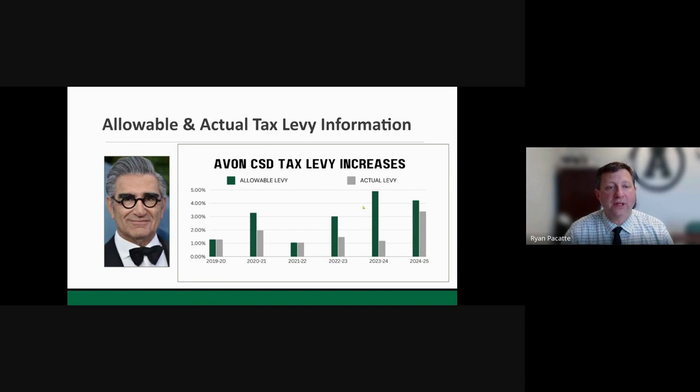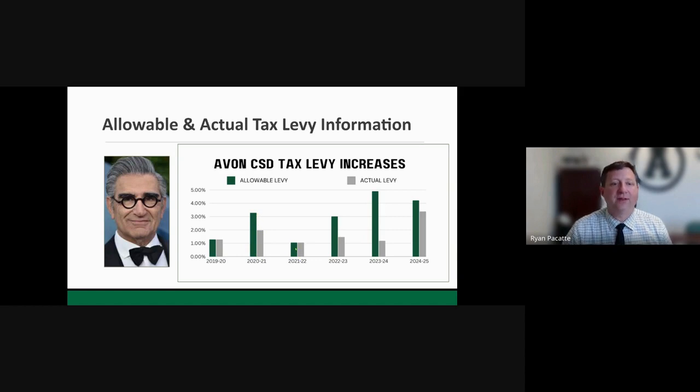Diving into the more specific history of Avon, again, we have the allowable levy. That's a calculation that we have to make each year from a formula and report to New York State. And then there's the actual levy, so what we would be allowed to go out and get with a 50% majority, and what the district has actually pursued. Going back through the years, in 2019-20, the district went out at the calculated levy limit. In 2020-21, we were below the levy limit.